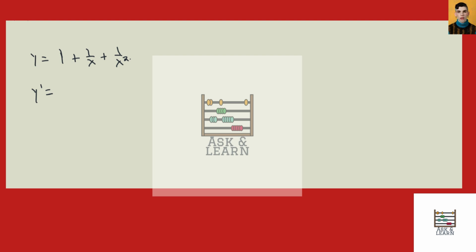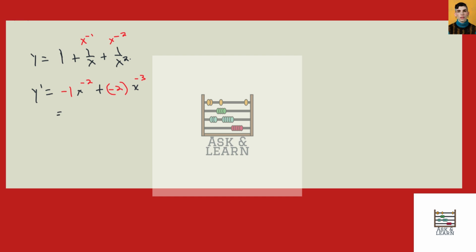The derivative of 1 over x, so let's go ahead and rewrite this. So this is x to the negative first power and x to the negative second power. To take the derivative of each of those, we use the power rule. So it would be negative 1 x to the negative second power, and then plus negative 2 x to the negative third power.